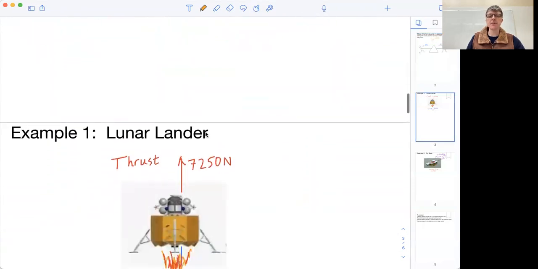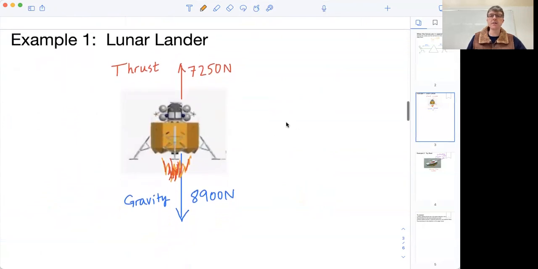So here's an example, the Lunar Lander. This Lunar Lander is in the process of landing on the moon right at this moment. And gravity from the moon is pulling it down with a force of 8,900 newtons. And the thruster is firing right now, and it's not firing very hard because it's only giving an upward thrust of 7,250 newtons. Now, some of you might be wondering, how come the thrust is in the upward direction when the thrusters are firing downward, right?